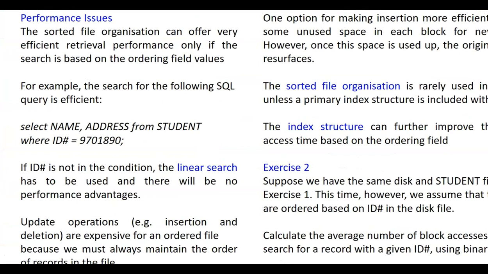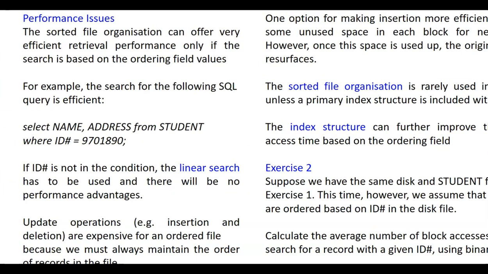So the performance issues: the sorted file organization can offer a very efficient retrieval performance only if the search is based on the ordering field. That is the only advantage that you're going to get. For example, you see here, you're saying select name, address from student where the ID number is equal to this. Because the search condition has specified the kind of search that we want for this particular record, it becomes a little bit simple to retrieve that record.